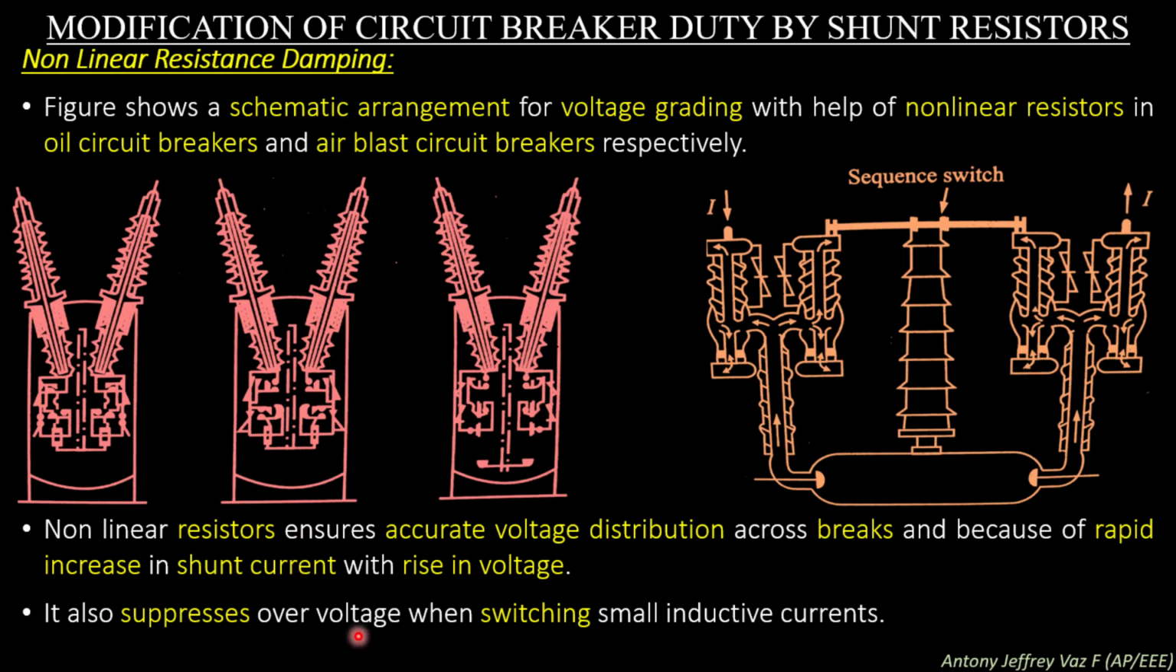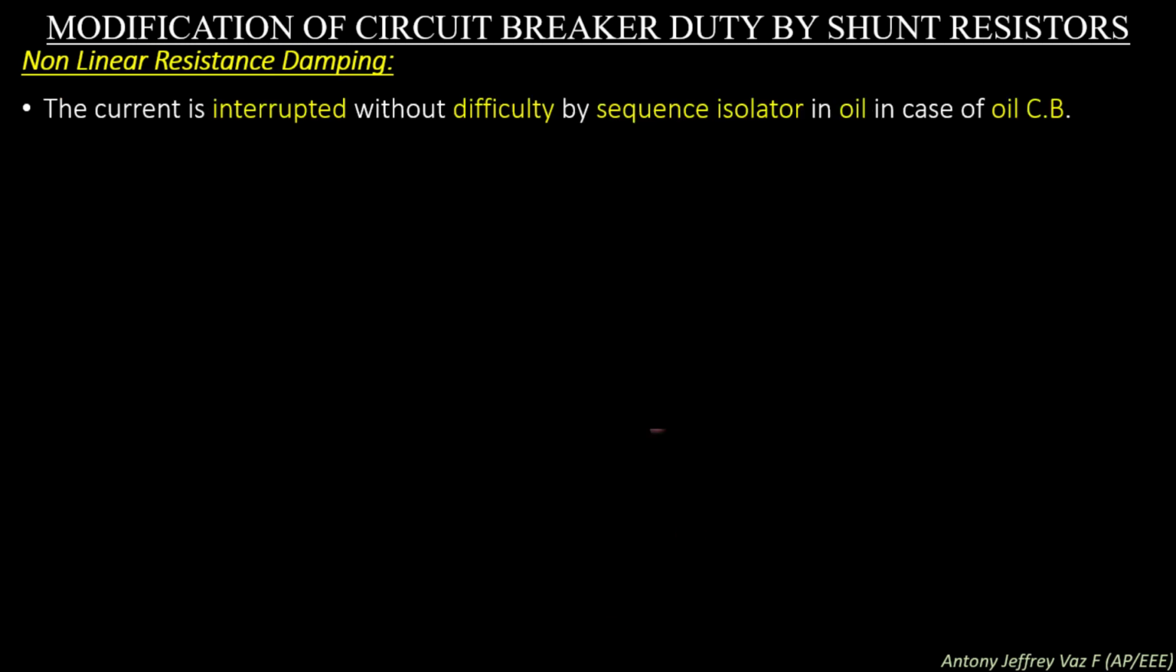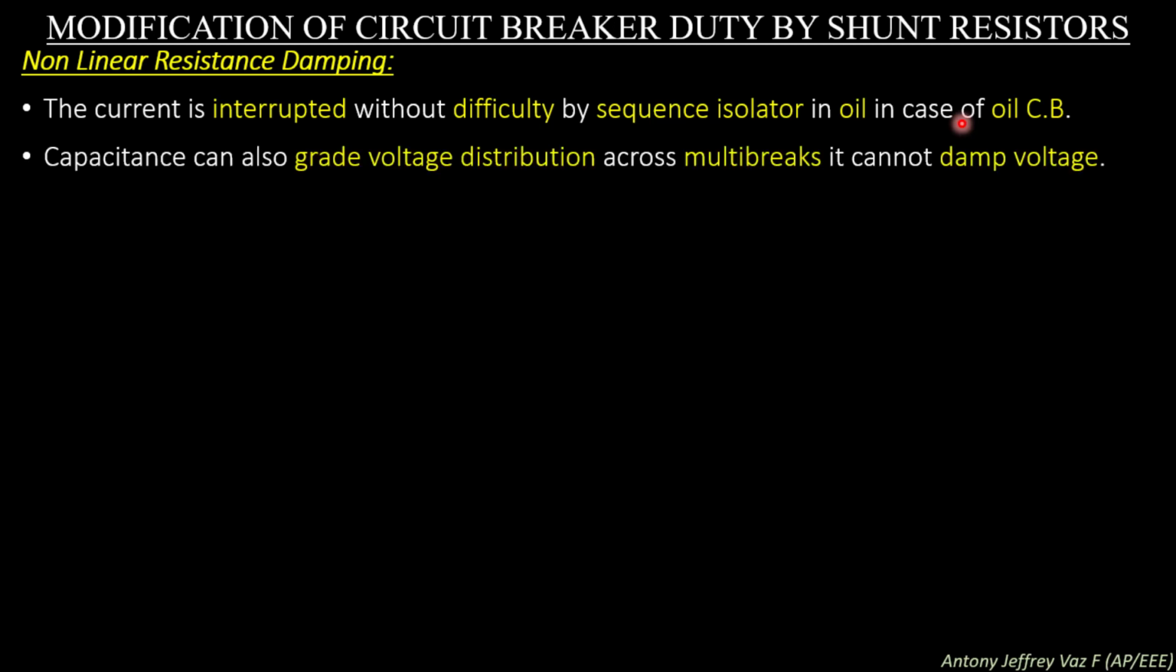It also suppresses overvoltage when switching small inductive currents. When small inductive currents are involved, their suppression can be achieved using nonlinear resistance damping. The current is interrupted without difficulty by the sequence isolator in oil, in the case of an oil circuit breaker. So small inductive currents can be easily interrupted in oil circuit breakers with the help of nonlinear resistance damping.